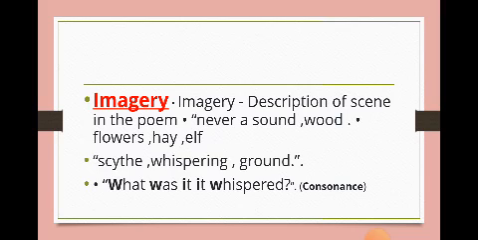Our next term is consonance. Consonance is the repetition of consonants in the same line, like in this line, the letters W, W and W: "what was" and "whispered" are consonant. Likewise, he also used assonance, and assonance is a term in which poets use a repetition of vowel sounds in the same line, like the word I.